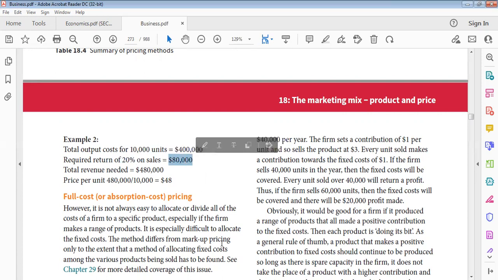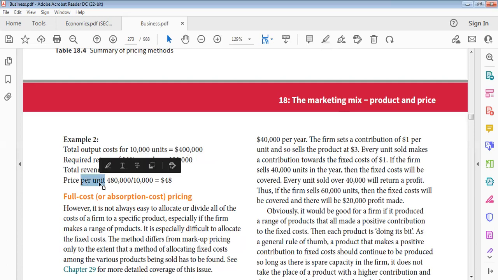Just check. Is it 80,000? Yes, 80,000. So it's very similar to markup. Remember, in markup we fix the markup based on how much return, how much profit we want. So the required return is also determined by either the owner or the manager. And remember the third step: you add your cost and how much money you want.